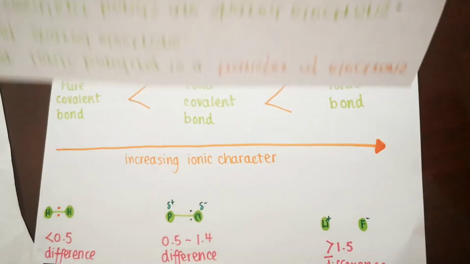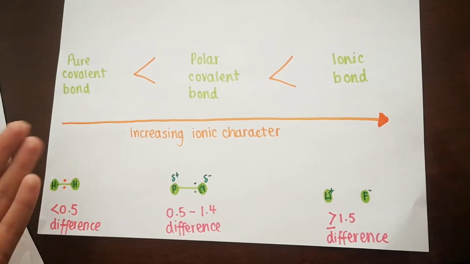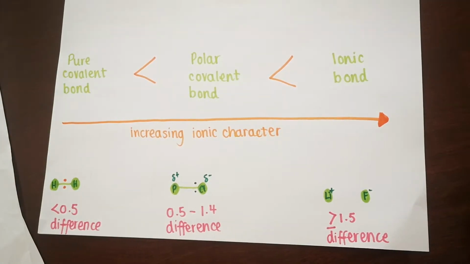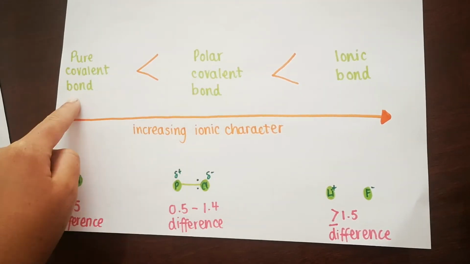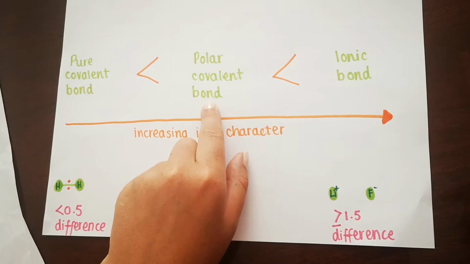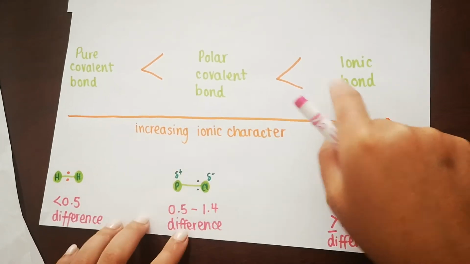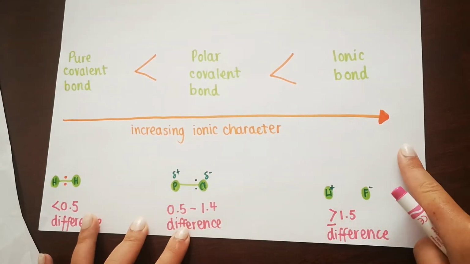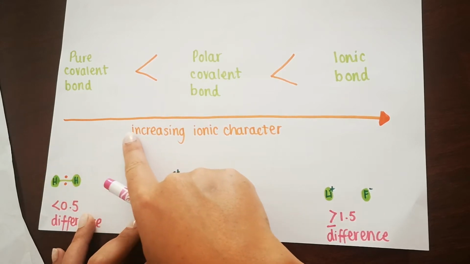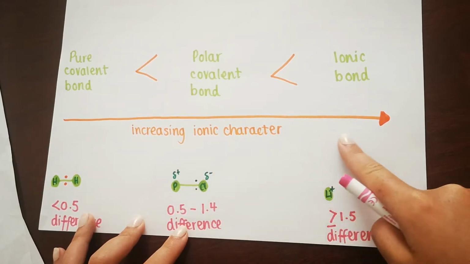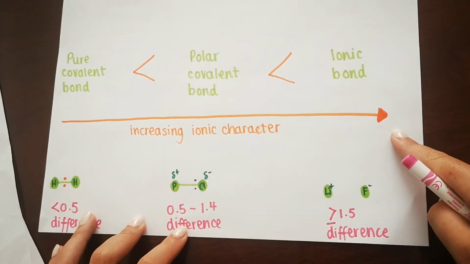Okay, so we're on to our bonding continuum. You can see this in the PowerPoint also. You've got the different types of bonding that you've just learned about: pure covalent, or non-polar bonding, polar covalent bonding, and ionic bonding. As you come across, you're increasing the ionic character, which means you're increasing the chance that the atoms are going to transfer electrons as opposed to share.